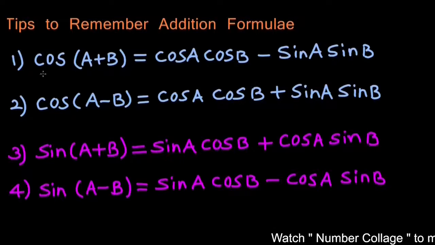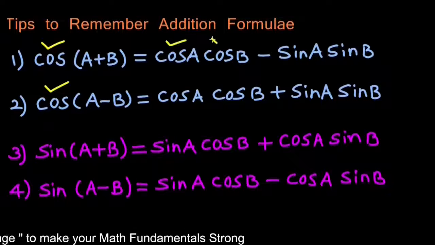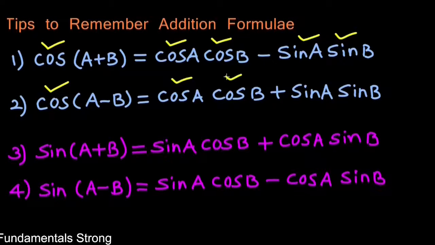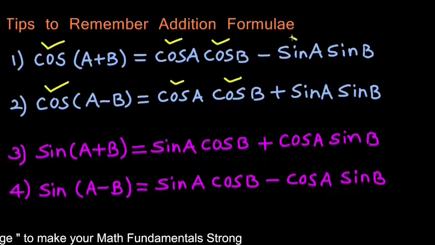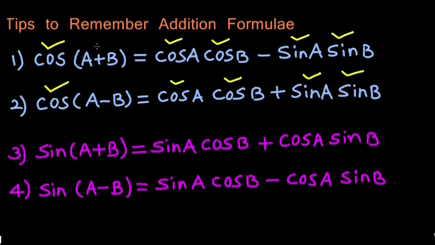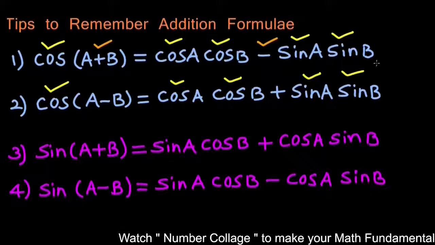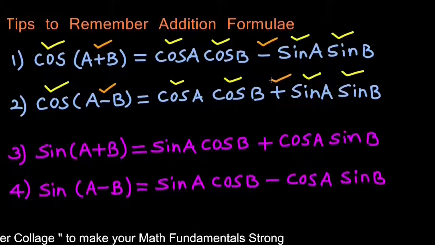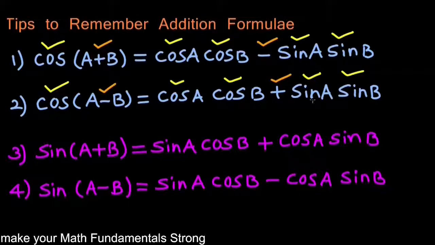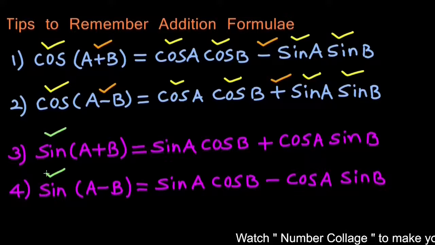First, two addition formulae are about cos only, and there is repetition of cos cos, sin sin, cos cos, sin sin. The first term involves cos only and the second term involves sin only. When there is plus sign between A and B, there is opposite minus sign between cos A cos B and sin A sin B. When there is minus sign between A and B, there is opposite plus sign between cos A cos B and sin A sin B.